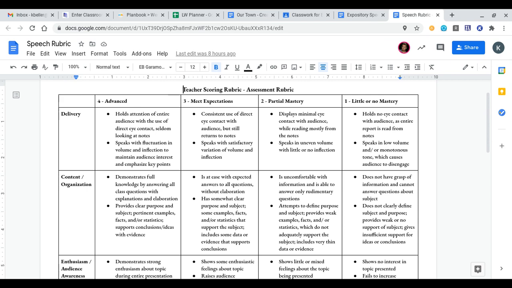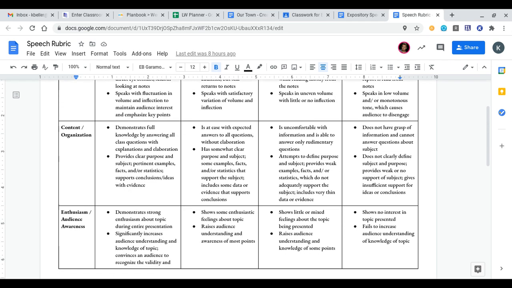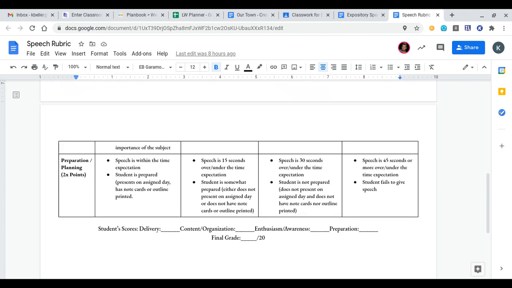So the rubric's pretty straightforward. I'm going to be scoring you on your delivery, your content and organization, your enthusiasm and audience awareness, and then your preparation and planning will be worth twice as many points as the rest. To get the full four in this one, you only have to do two things. The first one is your speech is within the time limits, so 3 to 6 minutes, essentially. The other one that you have to hit is you are prepared as a student to present on the day you're expected to. So that means having your note cards or your outline ready and printed off, ready to go, and just being ready to present on the day that you get called on. So if you do that, you immediately, boom, get a free 8 points out of the 20 that this assessment will be over. If you have any questions over this, let me know.